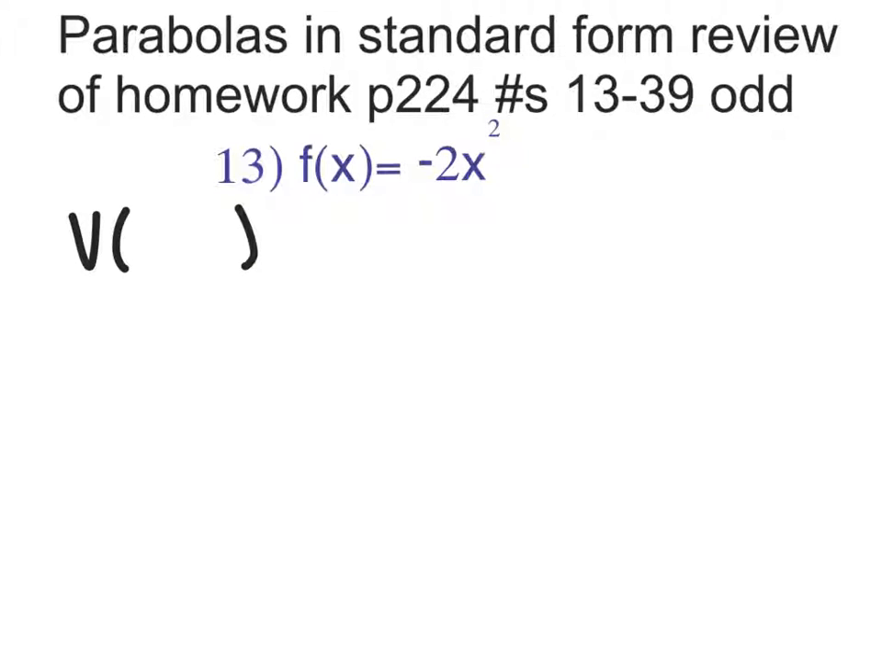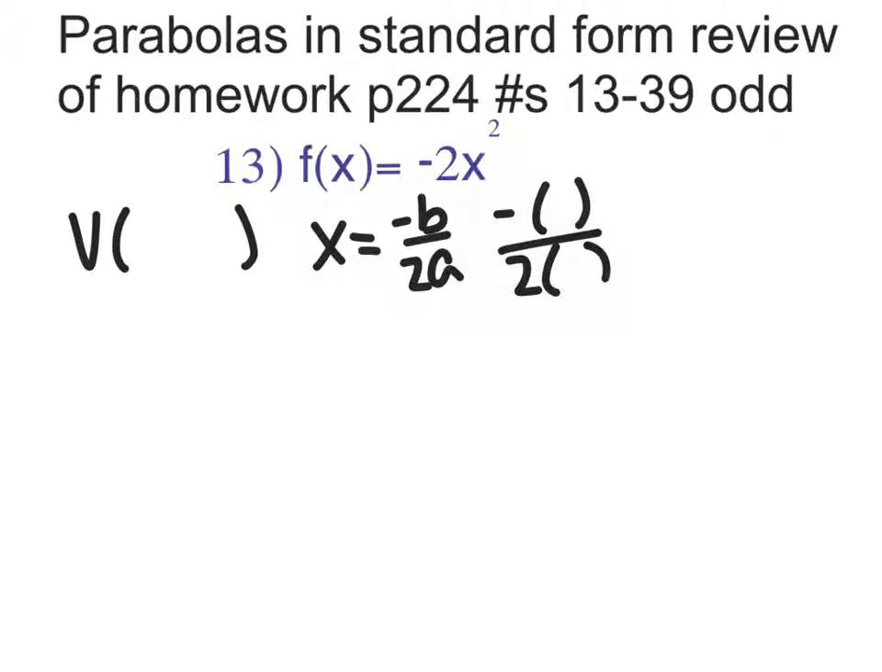The vertex will be a coordinate, and you find that by going x equals negative b over 2 times a. Not only that, you usually replace your b and your a with parentheses. And keep in mind, the standard form equation is ax squared plus bx plus c. Now, what is your b value? It's 0 because there is no b value. There is no x term.